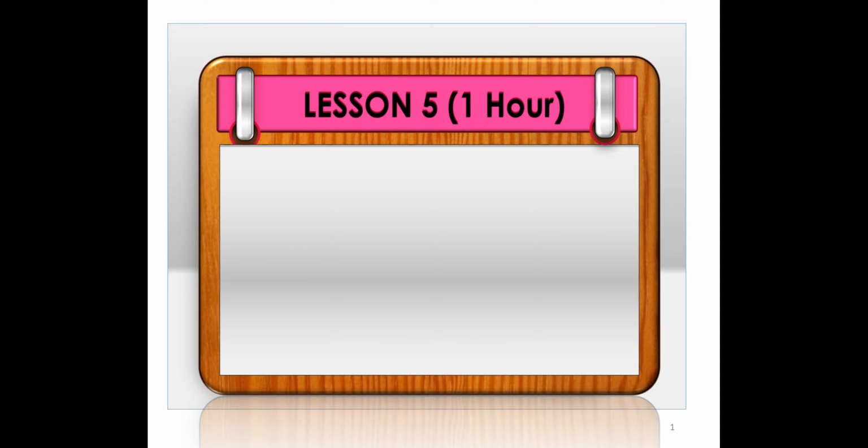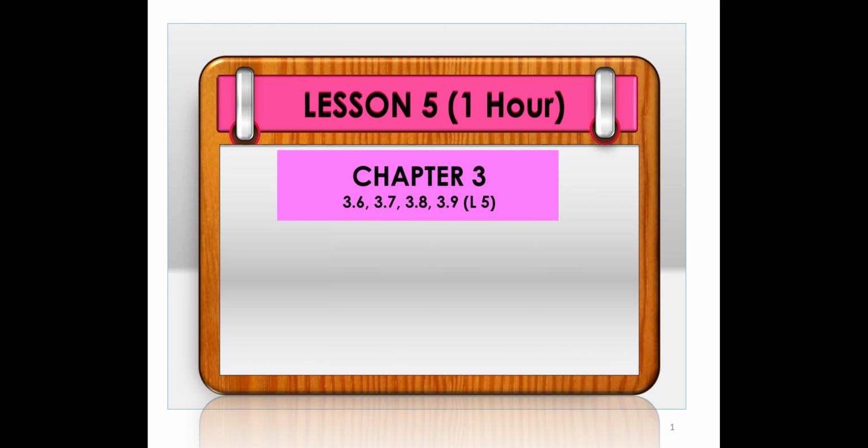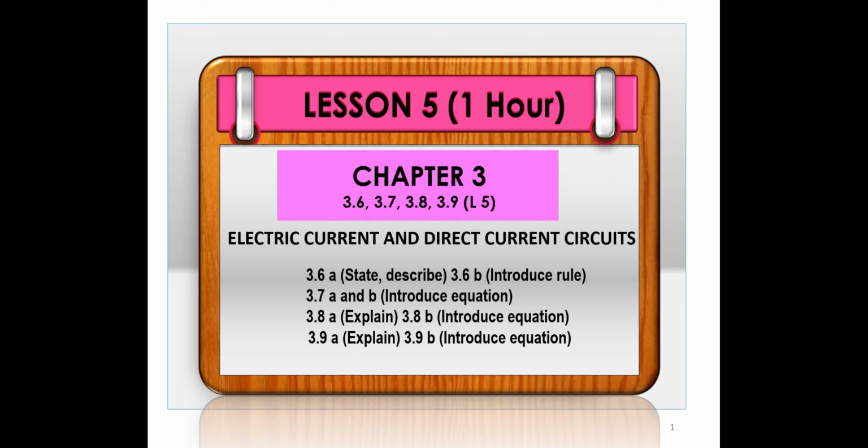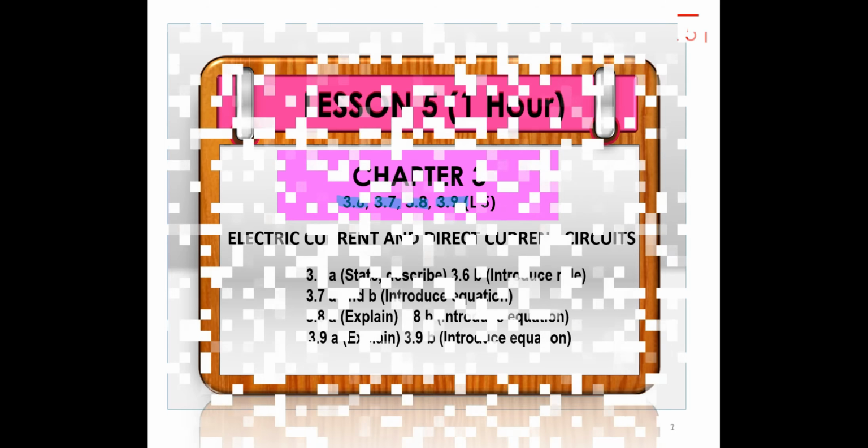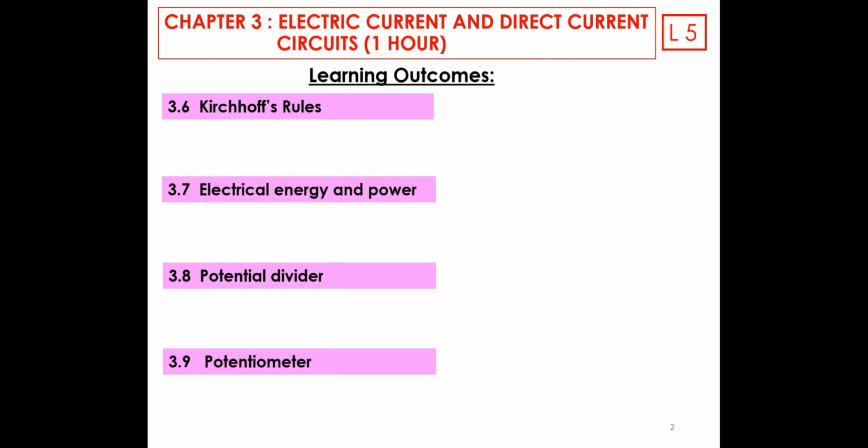Now we continue our lesson 5 on chapter 3, electric current and direct current circuits. In this lesson we have 4 main subtopics that we need to cover: 3.6, 3.7, 3.8 and 3.9. Okay, let's review our learning outcomes for these 4 subtopics, which is 3.6 until 3.9.